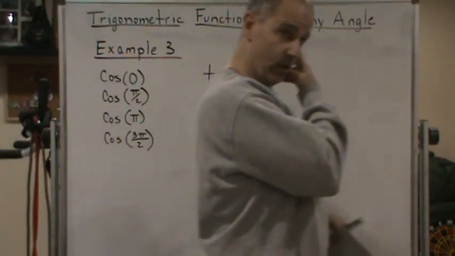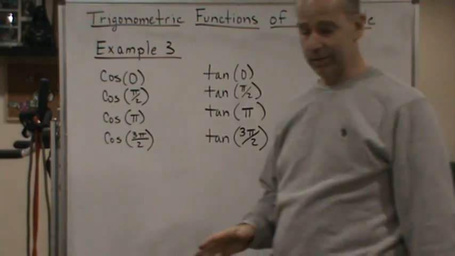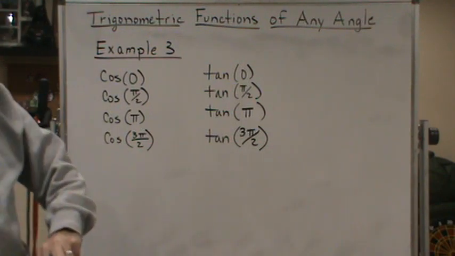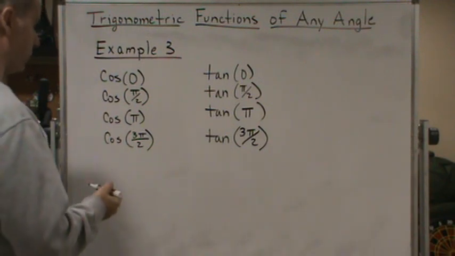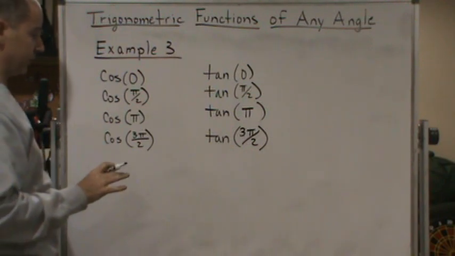All right, so now in this example, we're going to focus on the quadrantal angles because we haven't really talked about the quadrantal angles, but let's do those now. We're going to do it for cosine and tangent, okay? So again, all we're going to do is use the definition of each of the trig functions to evaluate them at each of the quadrantal angles.